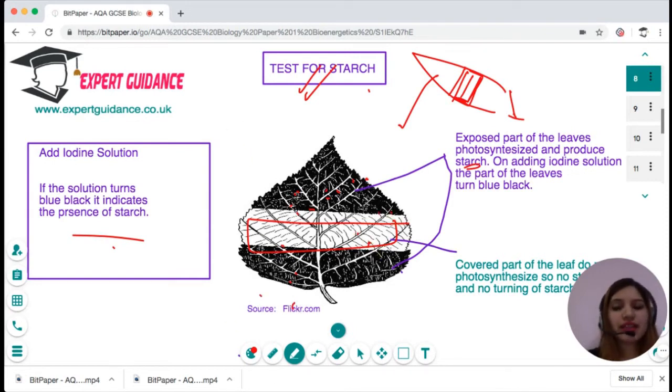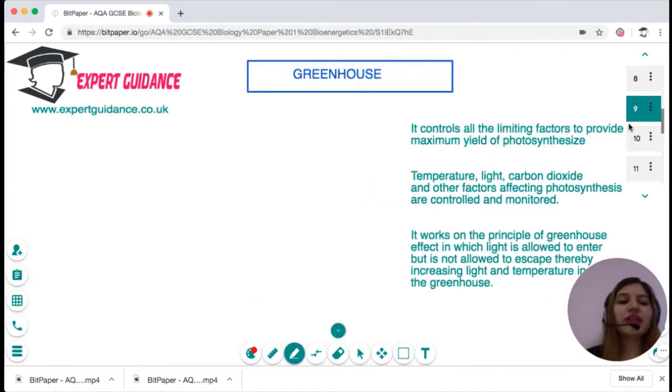So you should remember this iodine test for starch, and you can even test it on variegated leaves. What are variegated leaves? Those which have different colors. Wherever there's a green color, that part will turn blue-black, and the rest of the part will remain the color of the iodine.